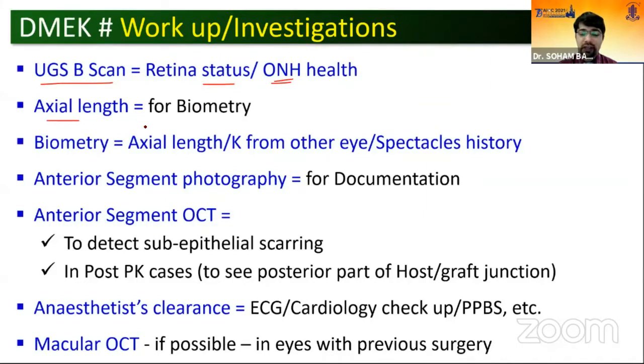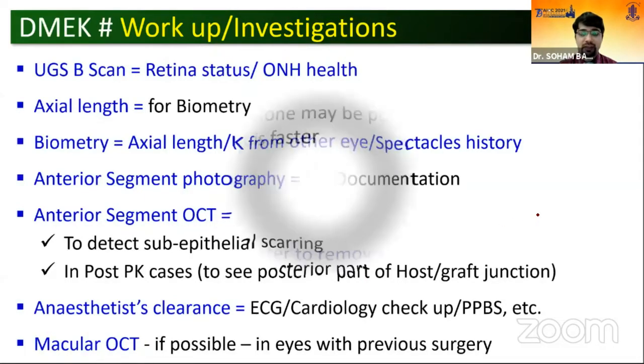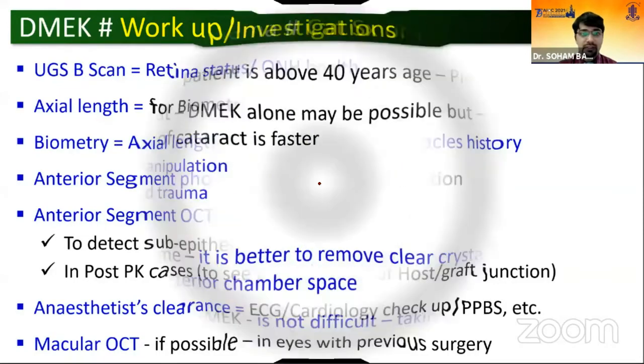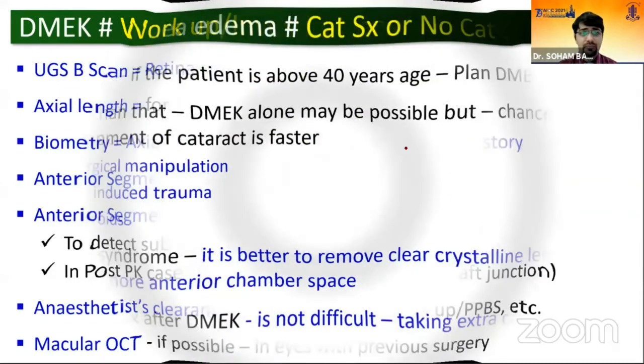axial length for biometry, and biometry also from the other eye, anterior segment photography and OCT more for documentation purposes, and then macular OCT if the visibility allows, because in some of these PBK cases there is almost always a CME present, so you can address it at the time of surgery by giving a subtenon Kenacort injection.